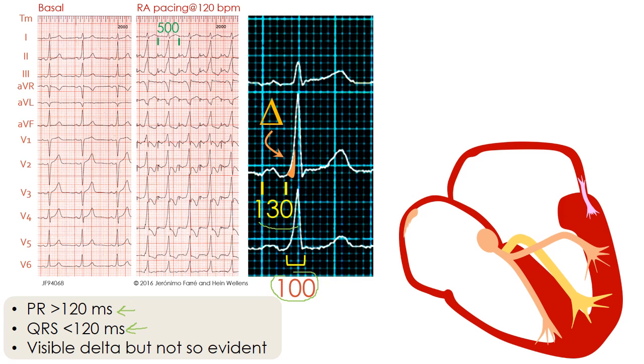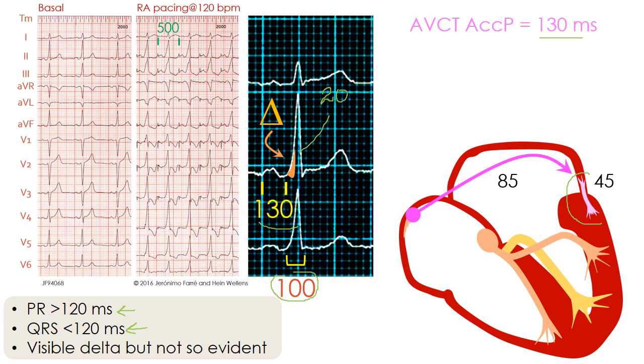The delta wave was not as evident as in the example of atypical ventricular preexcitation that we discussed before. The duration of the delta wave in this case was about 20 milliseconds. The PR interval was 130. Why was the PR interval in this case longer than 120 milliseconds, a little bit long? Because this patient had a left lateral accessory pathway. That is to say, the accessory pathway was far from the sinus node and it took 85 milliseconds to reach the atrial insertion of the accessory pathway.